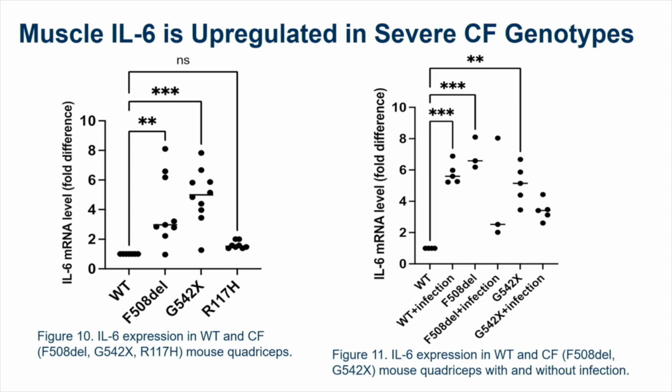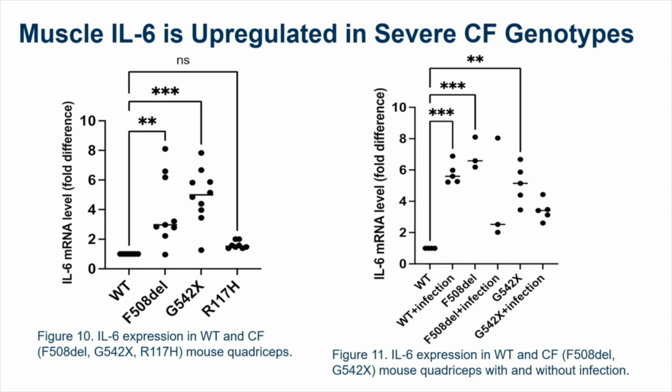Next, we looked at IL-6 expression, and IL-6 is a myokine that is known for promoting inflammation and also muscle atrophy. So if you look at figure 10, we found that without infection, IL-6 is upregulated in the delta F and the G542X mice. However, when you add infection in, which is represented by figure 11, we find that when you compare the infected wild-type mice to their non-infected counterpart, there is a significant upregulation in IL-6 expression.